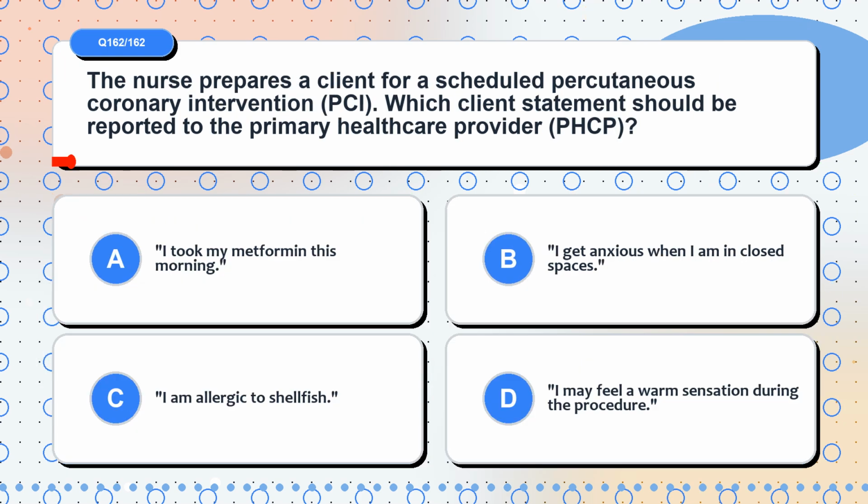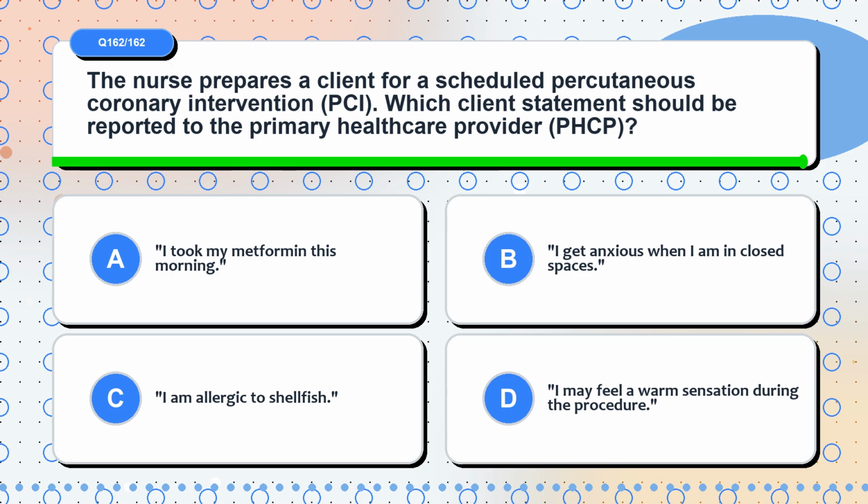Question 162. The nurse prepares a client for a scheduled percutaneous coronary intervention, PCI. Which client's statement should be reported to the primary healthcare provider, PHCP? Here are the options. Option A. I took my metformin this morning. Option B. I get anxious when I'm in closed spaces. Option C. I am allergic to shellfish. Option D. I may feel a warm sensation during the procedure.